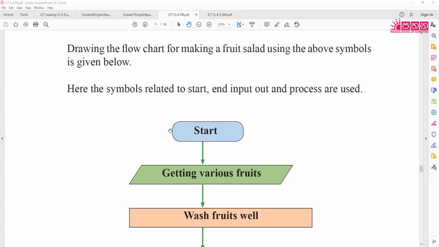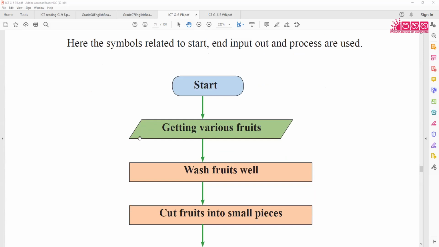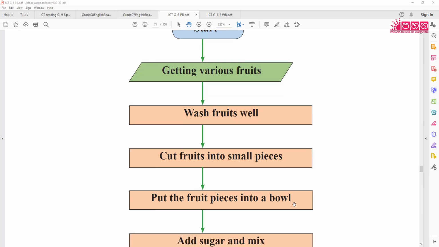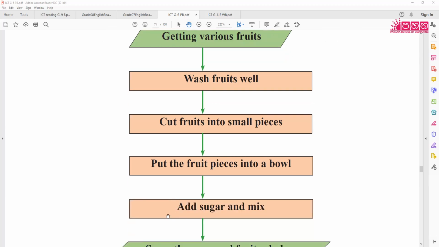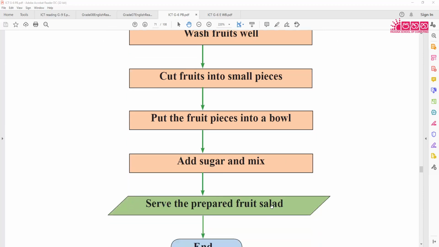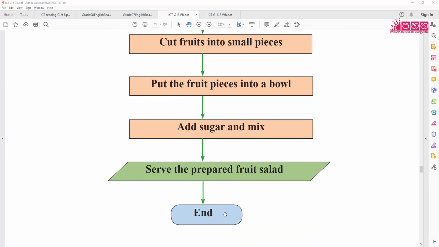Right, now let's start. This is the start block and this is the shape we are going to use. And then getting various fruits, that's the input. So this is the representation of the input. Then there are various steps. We have wash fruits well, that's a process. Cutting fruits, that's another process. Putting the fruit pieces into a bowl, another process. Add sugar and mix, another process. Finally, you will get the fruit salad, so that's the output, which is why this symbol. Finally, you will have end.